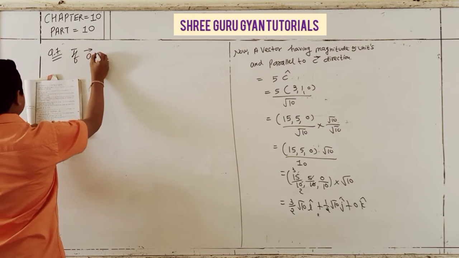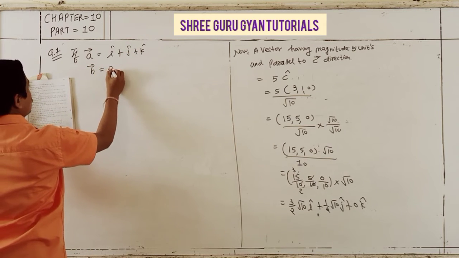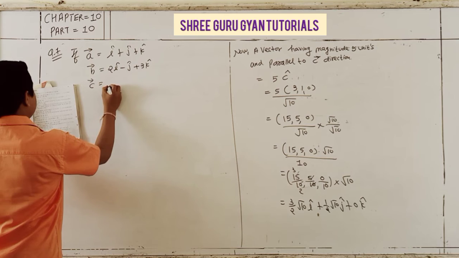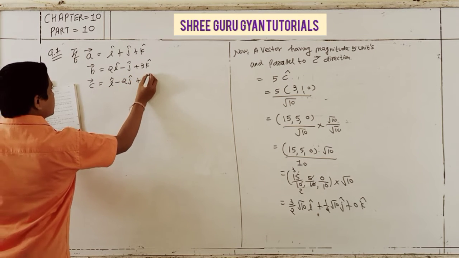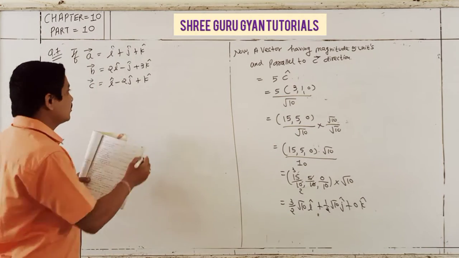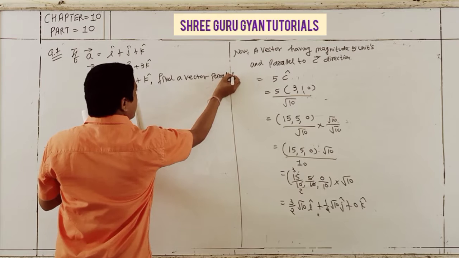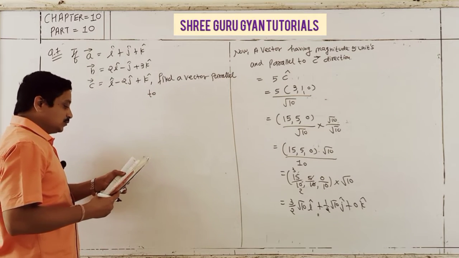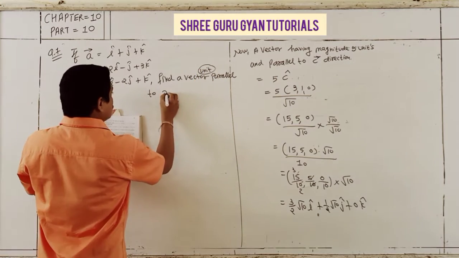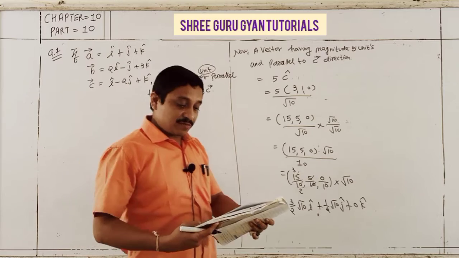If vector A = i + j + k, vector B = 2i - j + 3k, and vector C = i - 2j + k, again check i, j, k, find a unit vector parallel to 2A - B + 3C in this direction.